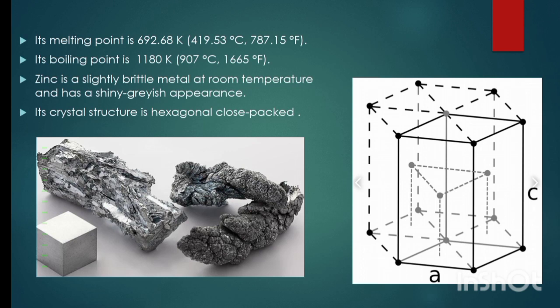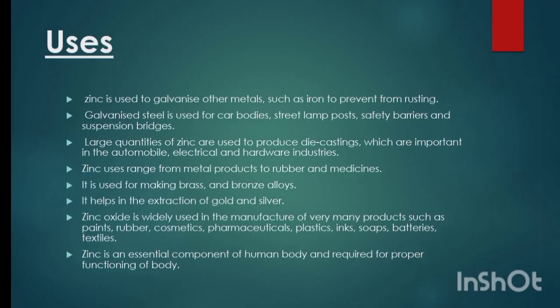Zinc is a slightly brittle metal at room temperature and has a shiny grayish appearance. Its crystal structure is hexagonal close packed. Uses of zinc. Zinc is used to galvanize other metals such as iron to prevent them from rusting. Galvanized steel is used for car bodies, street lamps, safety barriers, and suspension bridges.